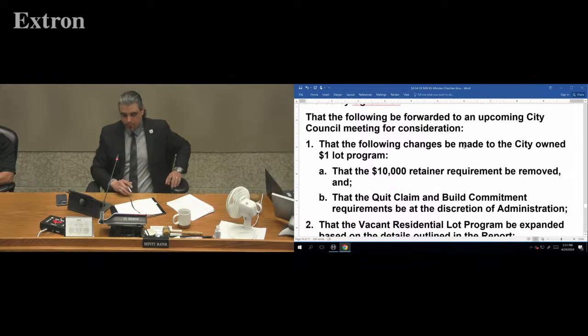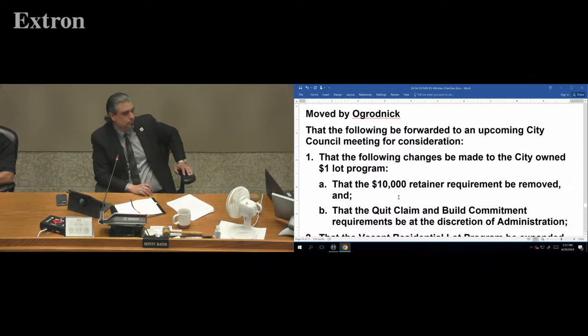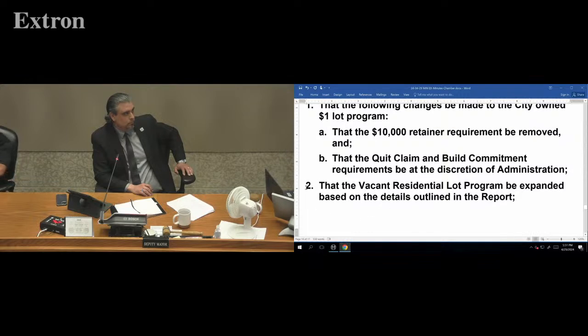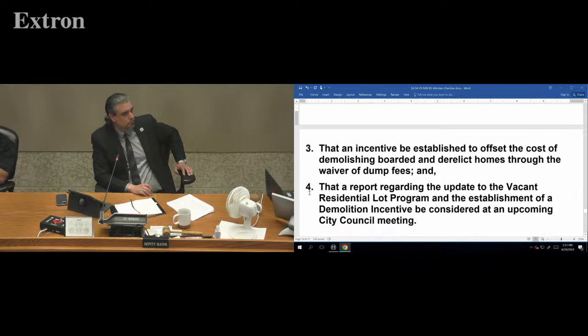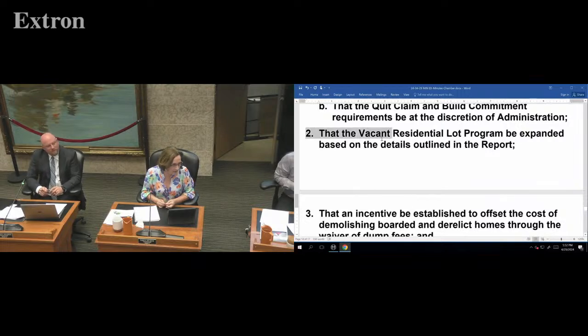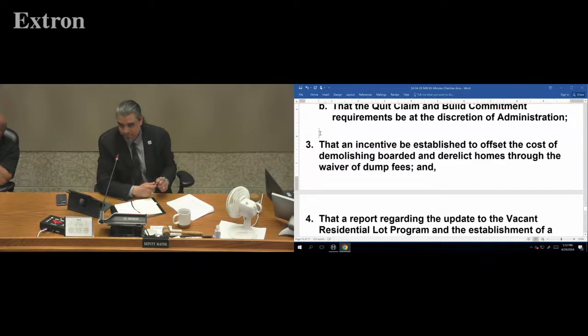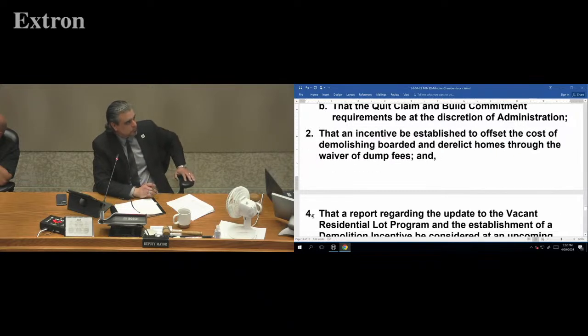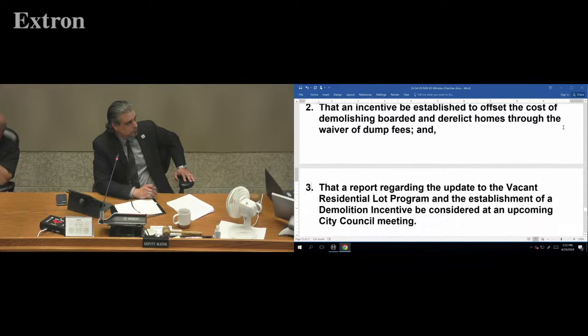Okay, so I would like to move an amendment that we remove in this motion number 2, line number 2, that line number 3 becomes line number 2. And that the incentive be established from the housing reserve to offset the cost of demolished and boarded and derelict homes through the waiver of dump fees. And that a report regarding the update to vacant residential lot program and the establishment of the demolition incentive program be considered at an upcoming city council meeting. Sorry, did I talk too fast? Carry on. So 3 becomes 2. That an incentive be established to offset the cost of demolishing boarded and derelict homes using the housing reserve.